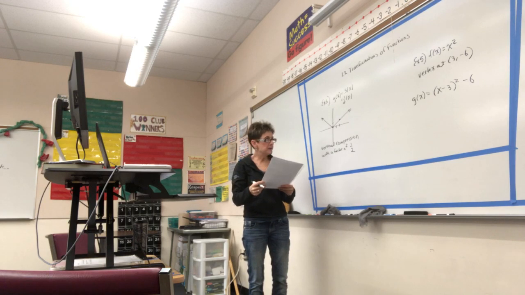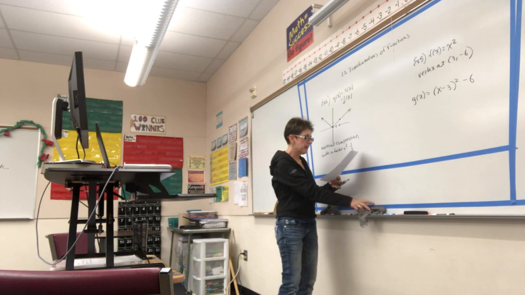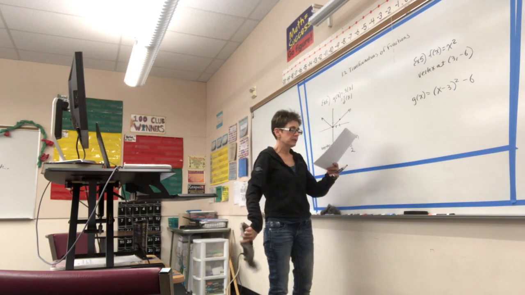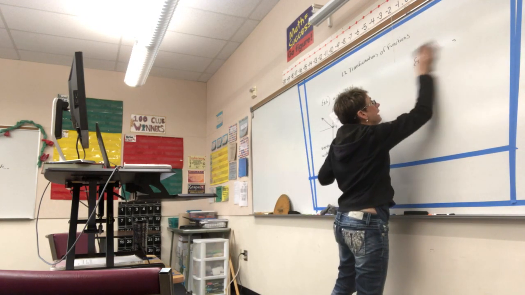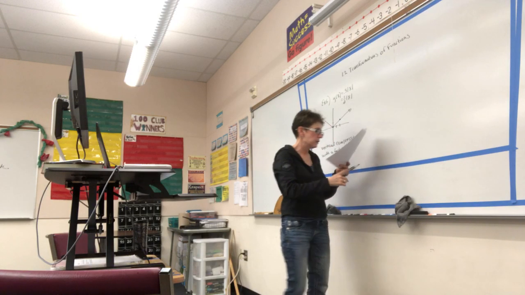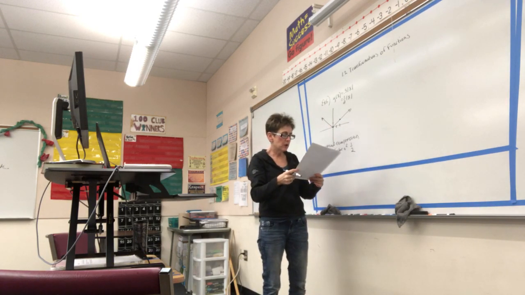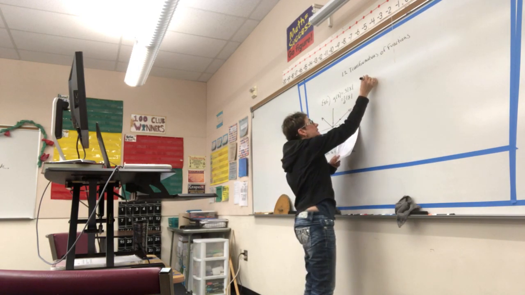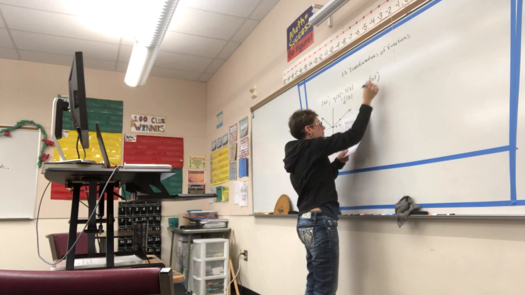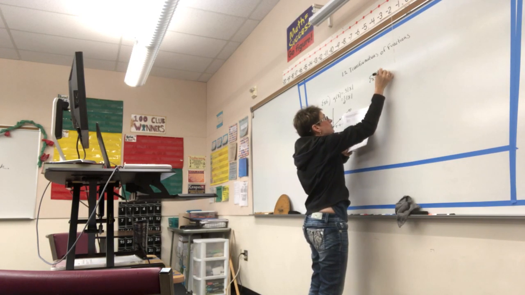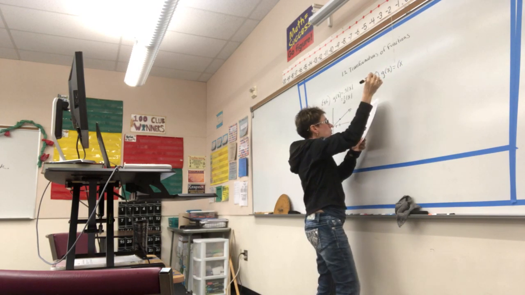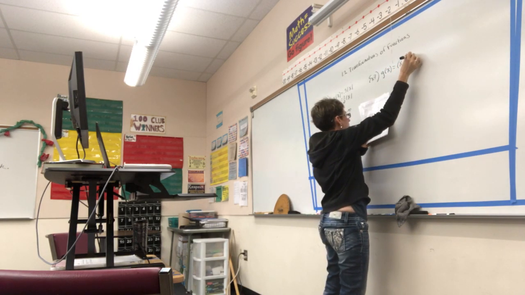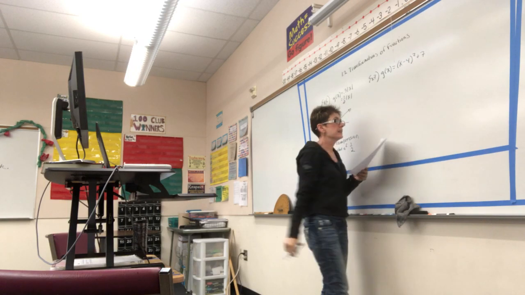Okay, let's do another example. Example 7. What transformations of f of x equals x squared are applied to function g? So let's go ahead and make this example 7. The question is, what are the transformations? So g of x is the quantity x minus 4 squared plus 7.